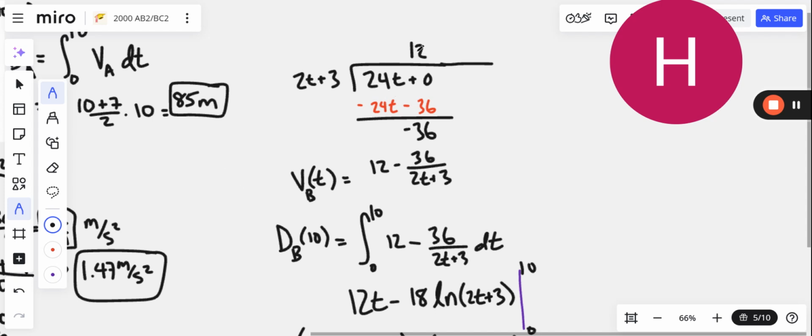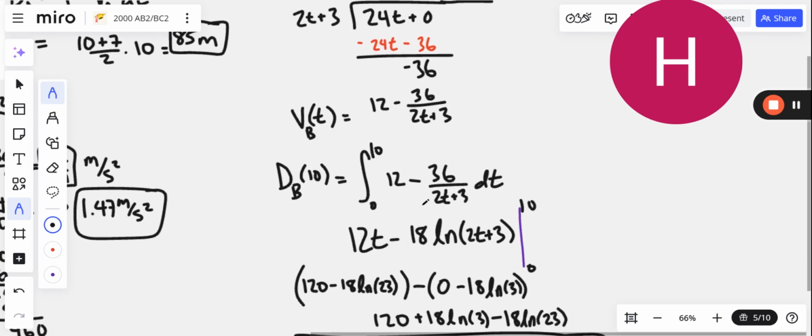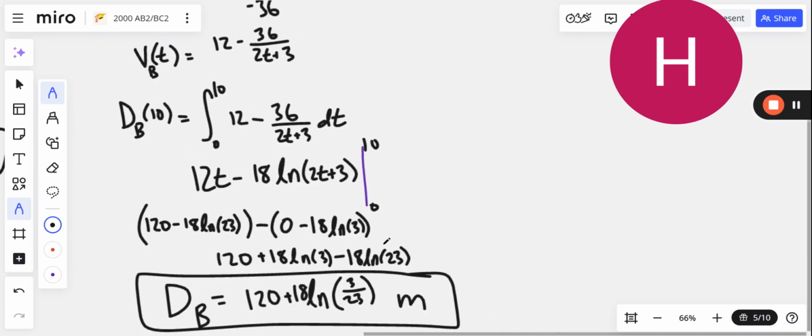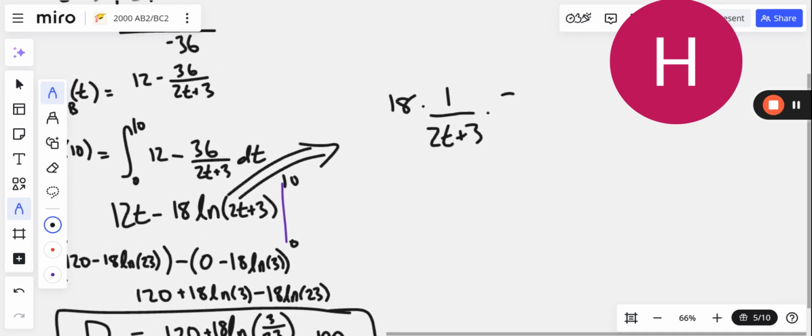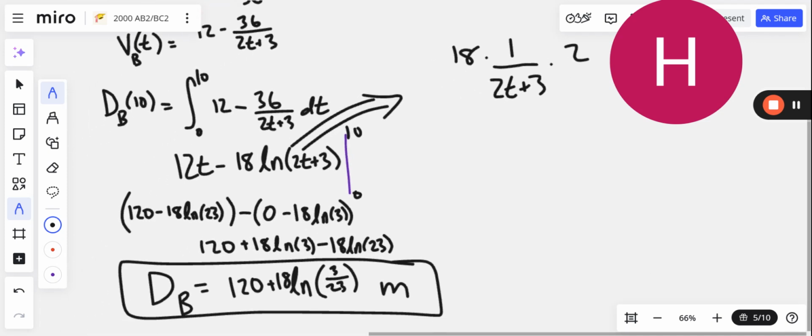Yeah, let's see. Did I subtract that correctly? 36, you subtract it, yeah. And then you take an integral. Yeah, I mean, you can see it for yourself that that's going to be the derivative, right? If you take a derivative of this, you're going to have 18 times 1 over 2t plus 3, but then times 2. So yeah, 36.